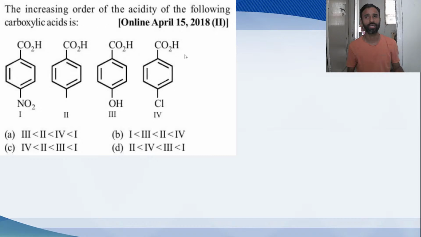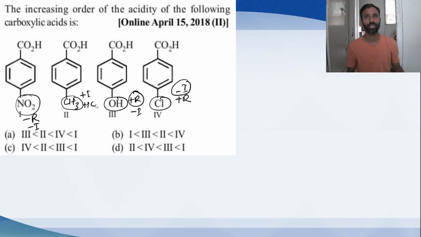Increasing order of acidity, again same. One is nitro. Nitro has minus R and minus I effect. OH has plus R and minus I, but plus R is dominating. Chlorine also has plus R and minus I, but here minus I is dominating. Where nothing is written, it is CH3. So that means it is showing plus I and hyperconjugation. So acidic strength is proportional to electron withdrawing groups, inversely proportional to electron releasing groups.